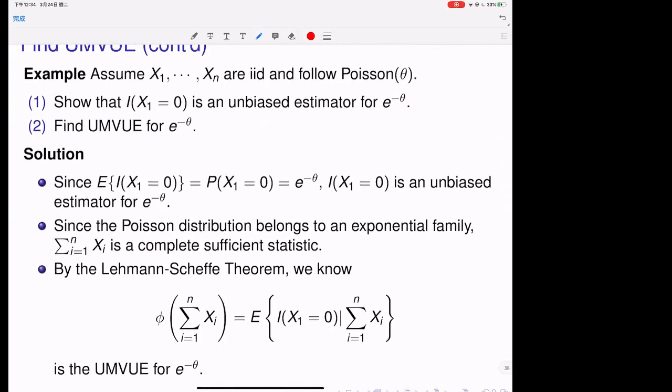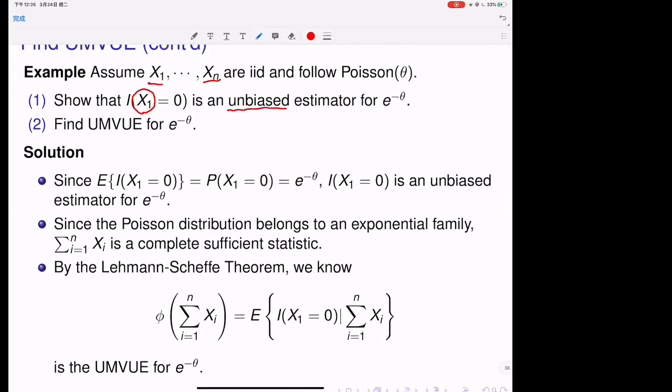Now we have X1 to Xn, iid following Poisson(theta). First, you show that the indicator function of X1 equals 0 is an unbiased estimator of e to the minus theta. What I'm calling lousy is this: you do have X1 to Xn, but for an unbiased estimator, I can use only X1, and it's good enough. That's why I call it a lousy estimator, I only use the information of X1.